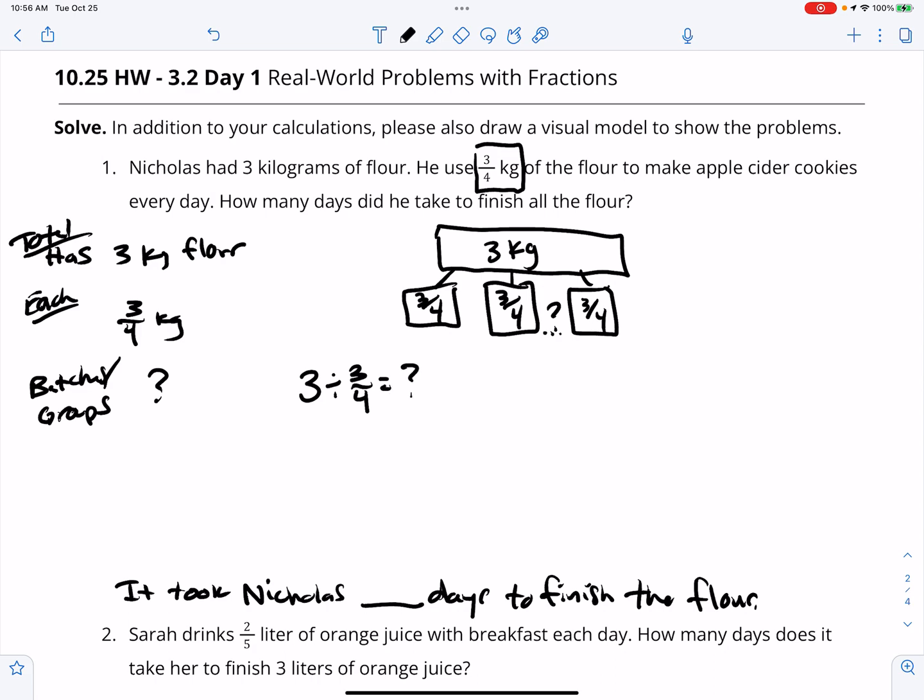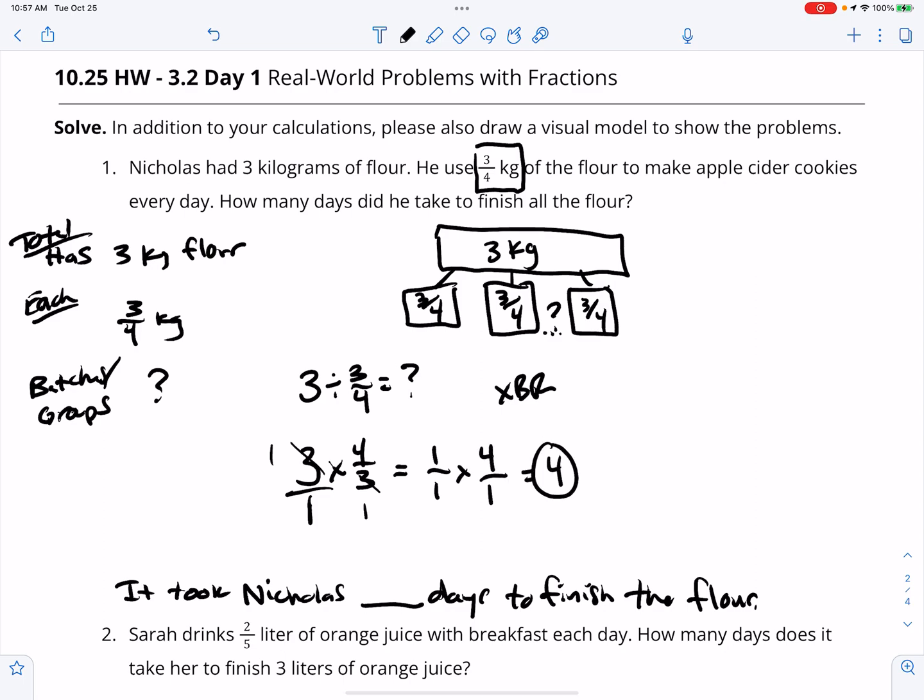Well, we know that we can multiply by the reciprocal. So 3 times, when I flip 3/4, I get 4/3. I'm going to simplify because that's the same there. So 1 and 1. I'm going to rewrite for accuracy's sake. And now I can multiply. So my answer is 4.